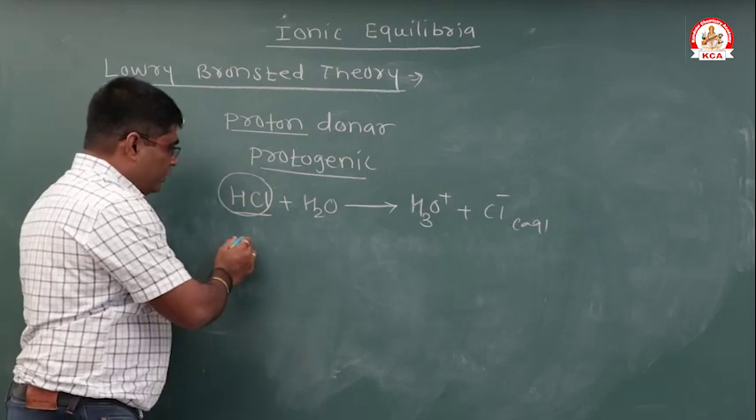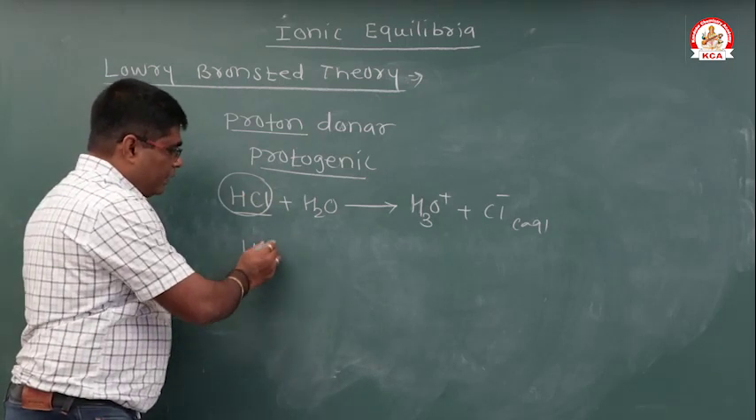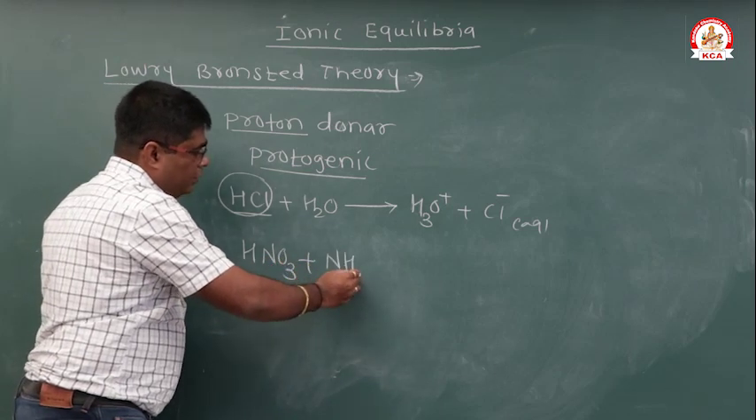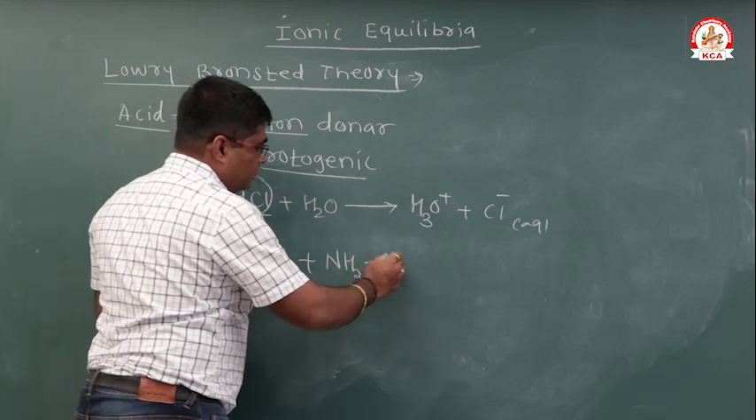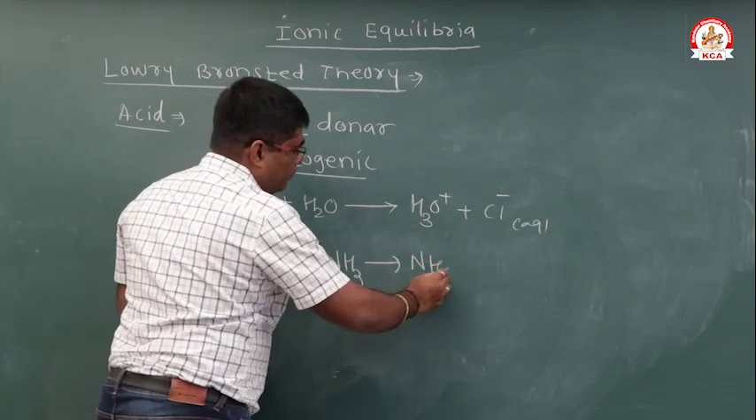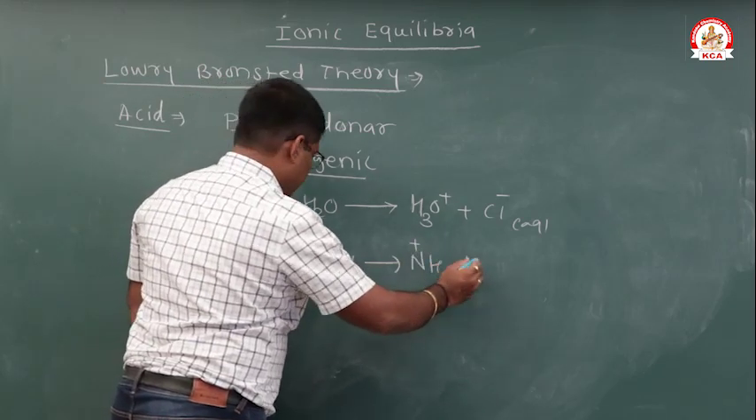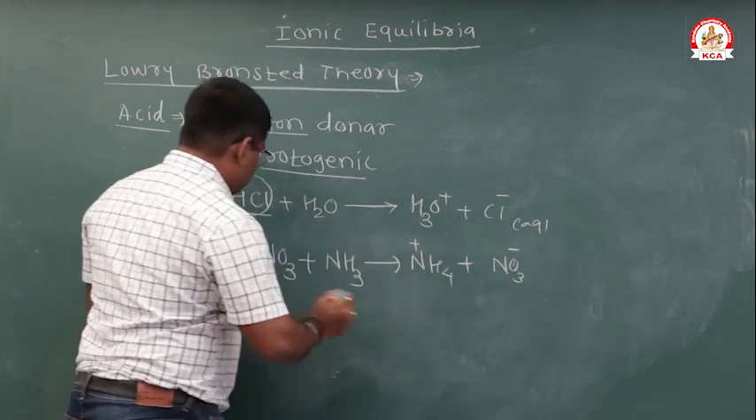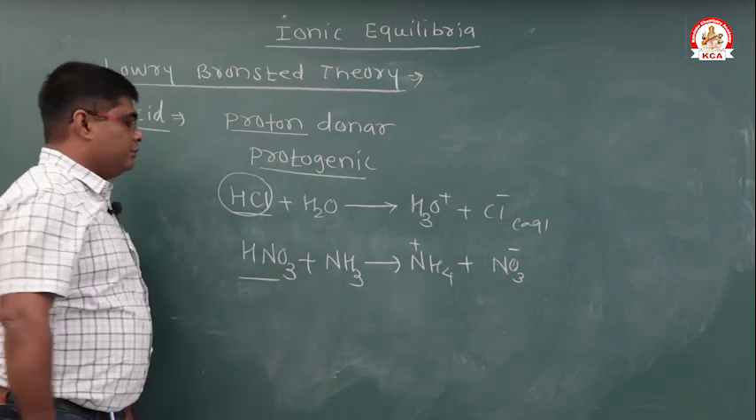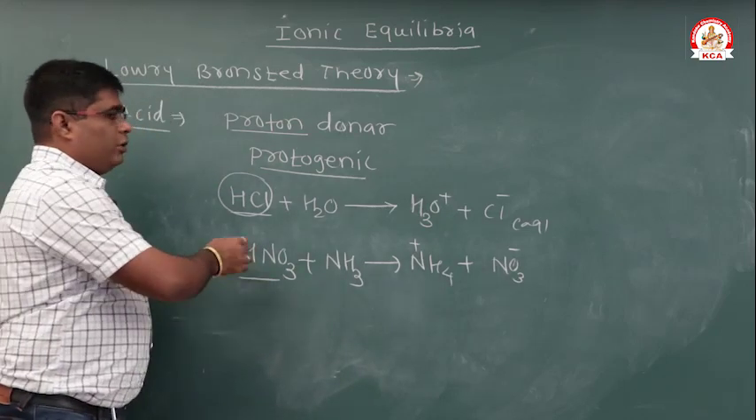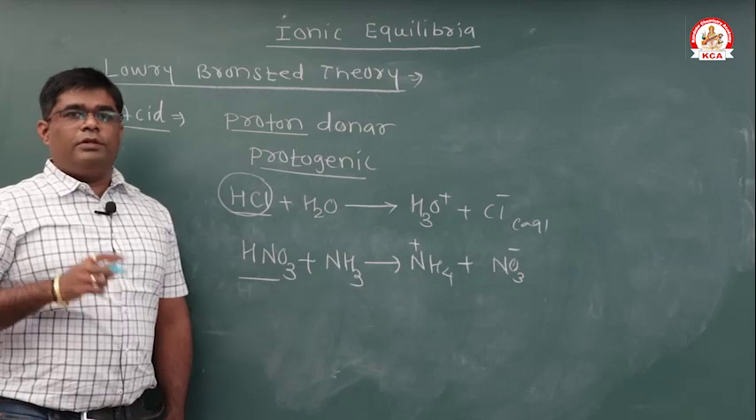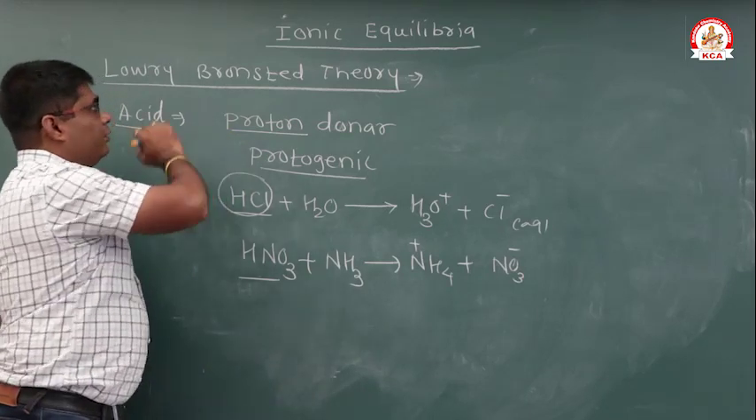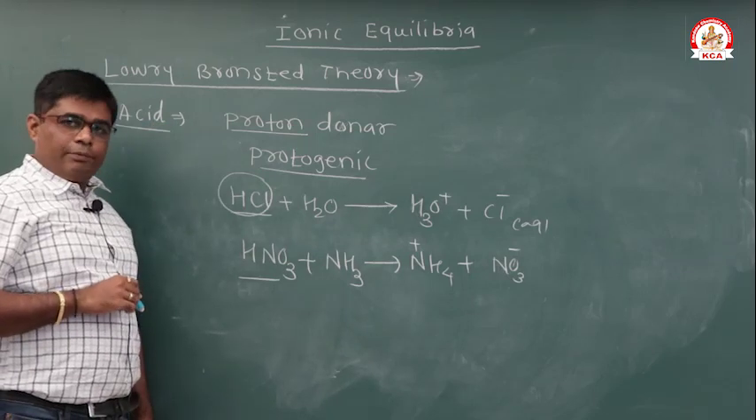Then here we consider HNO3. When it reacts with ammonia, it gives NH4 plus and NO3 minus. So HNO3 is the acid. Why is it the acid? Because it donates the proton. That means whichever substance gives the proton is the acid according to Lowry-Brønsted theory.